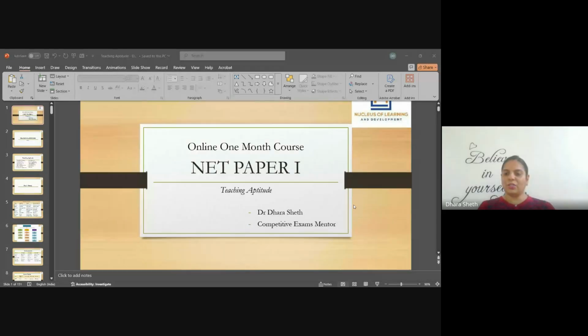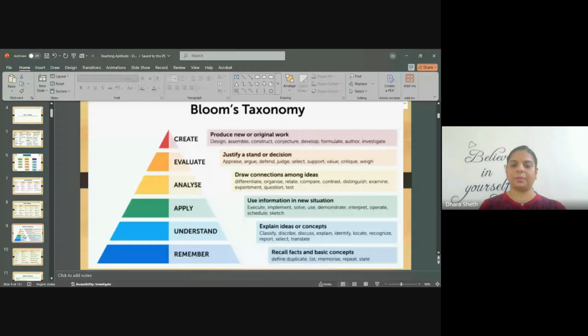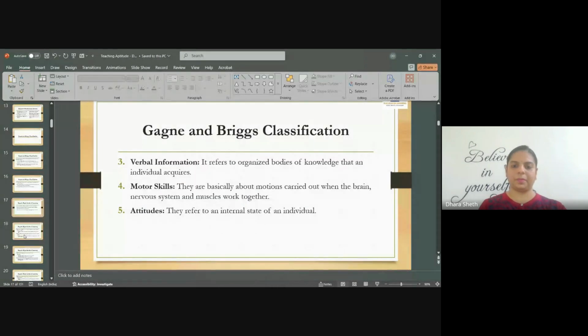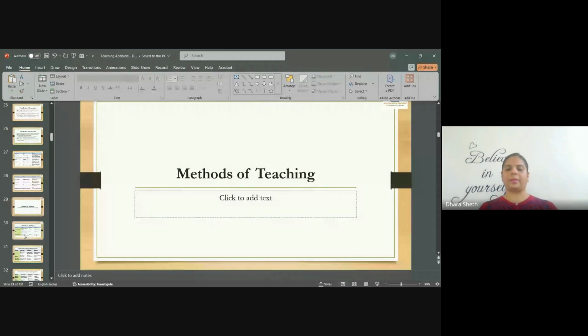So welcome everyone to today's session, day 2 of teaching aptitude. Today we'll be discussing methods of teaching, learning and learning environment, learner characteristics, and factors affecting teaching. So when it comes to methods of teaching, there are 3 methods: teacher-centric, mixed, and learner-centric.